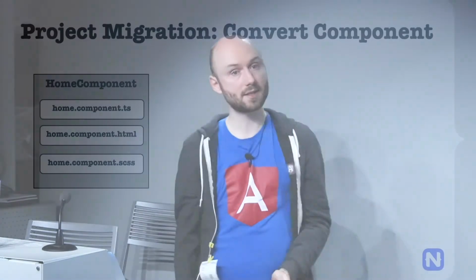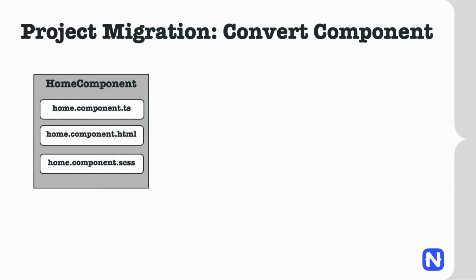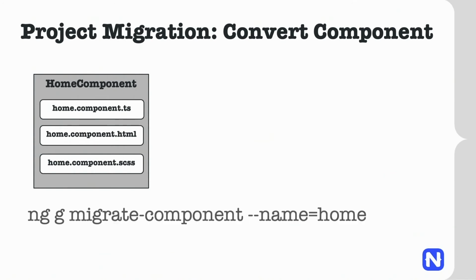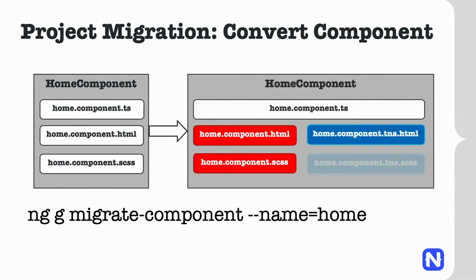So the next step is converting your individual components into code sharing components. Okay, so if you had, for example, a home component, what you could do is call ng generate migrate component, and then you pass in the component's name. And what this will do is take your home component and add the .tns.html. And if you were using Sass or CSS, it also adds .tns.sass.